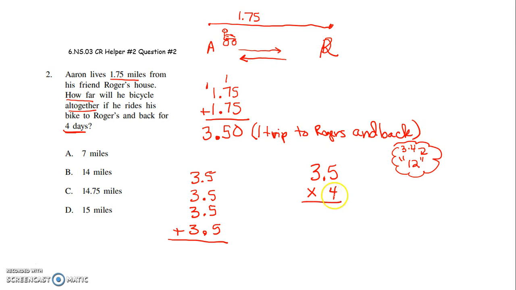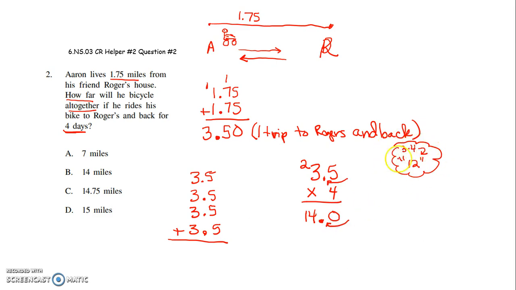Okay, let me get back to the problem. 4 times 5 is 20. Put down a 0, carry a 2. 4 times 3 is 12, and 2 more is 14. But my answer is not 140. I knew my answer was going to be somewhere around 12. My answer is 14, and you'll remember that the decimal point goes 1 decimal place over.